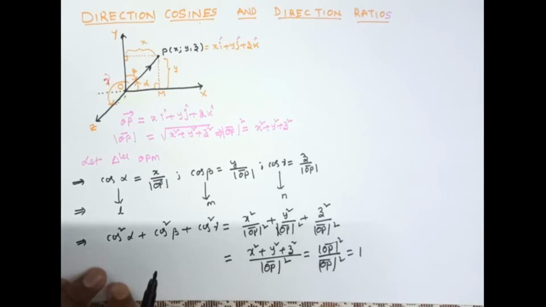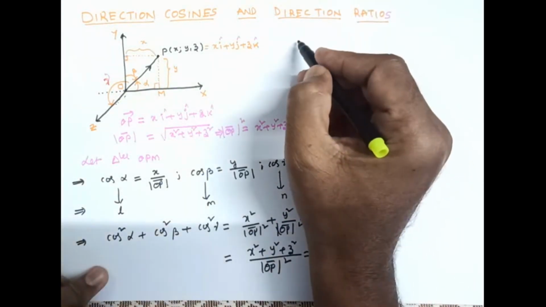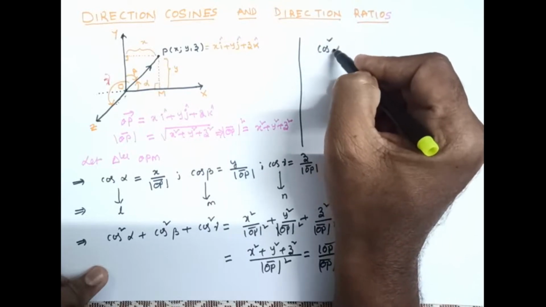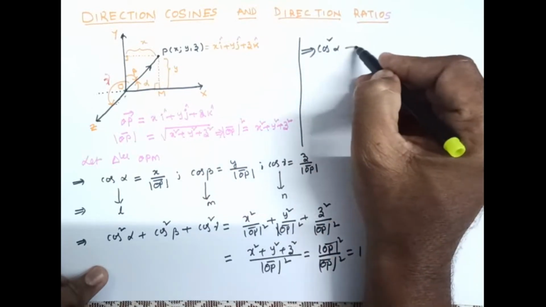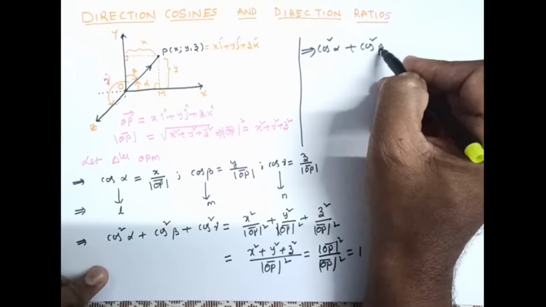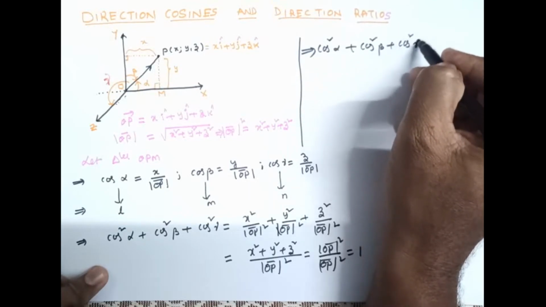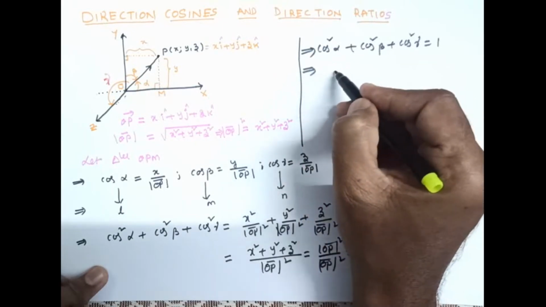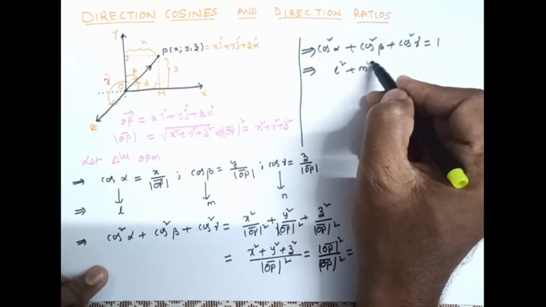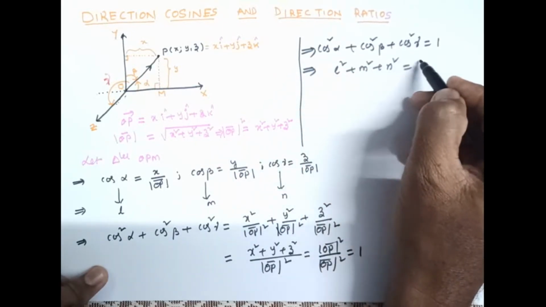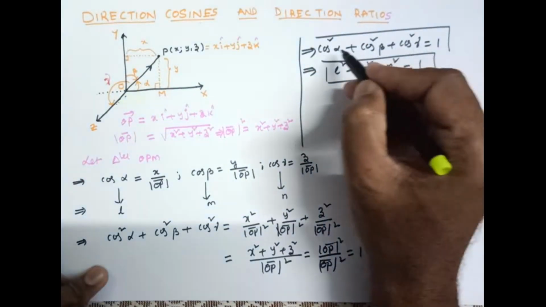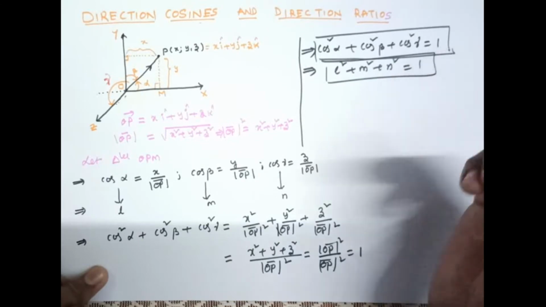So what we can observe here is that cos square alpha plus cos square beta plus cos square gamma is equal to 1. From this we can write l square plus m square plus n square is equal to 1. This is one standard form we can observe.